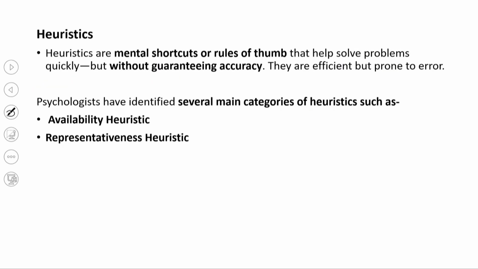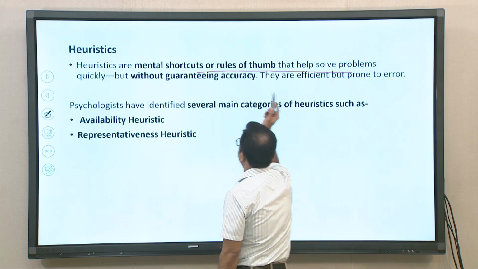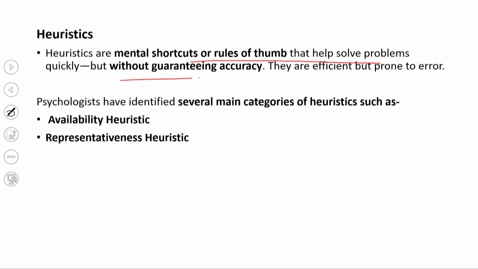Another way people solve problems is using heuristics. Now, heuristics are like mental shortcuts. We humans use them very often. Based on whatever experience we have, we use shortcuts to solve a problem. We don't go step by step because it takes a lot of time. So heuristics are mental shortcuts or rules of thumb that help solve problems quickly, but without guarantee.